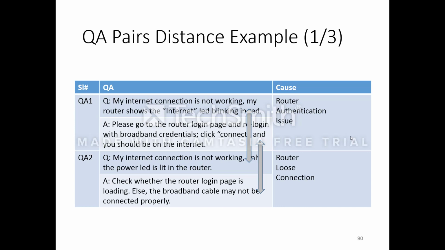And you might see that the answers are also of medium similarity. They talk about the router login page, so there is a similarity in that aspect. But the second answer talks about the broadband cable, etc., whereas the first answer talks about broadband credentials and so on and so forth. And as you might see, the root cause behind these two question answer pairs is very different. One is a router authentication issue, the other one is a router loose connection. So you have medium similarity across both the Q and A parts of these pairs, right?